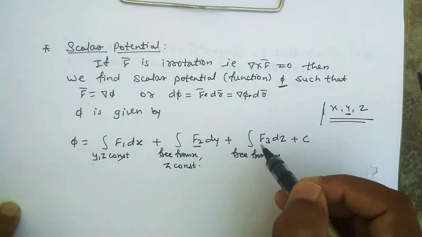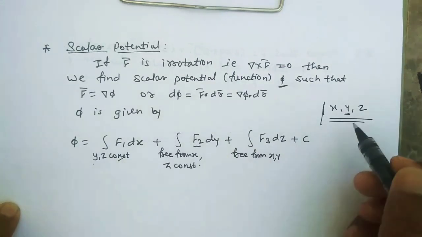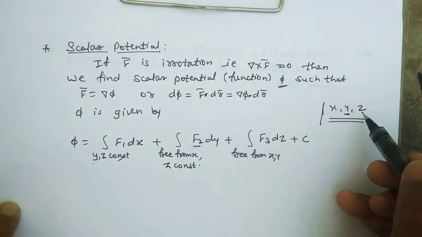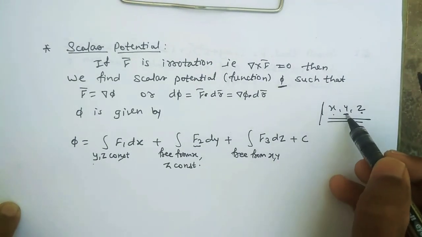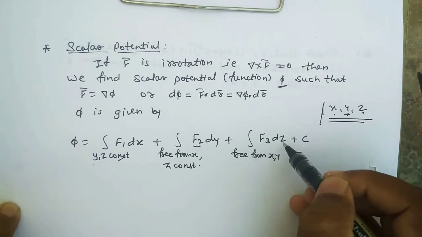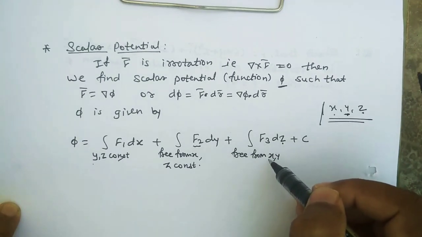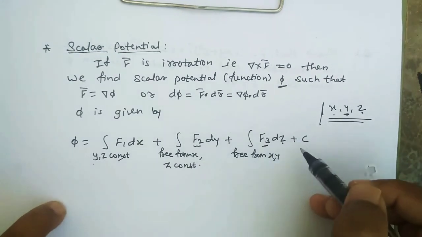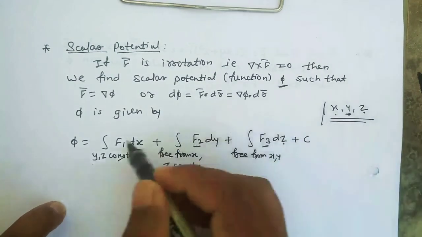Then the third term is integration of f3 dz. Now z is the last term. After that there is no variable. Before that there are two variables x and y. So while taking integration with respect to z, both x and y are free. This f3 is free from x and y. Plus c. This is the formula.